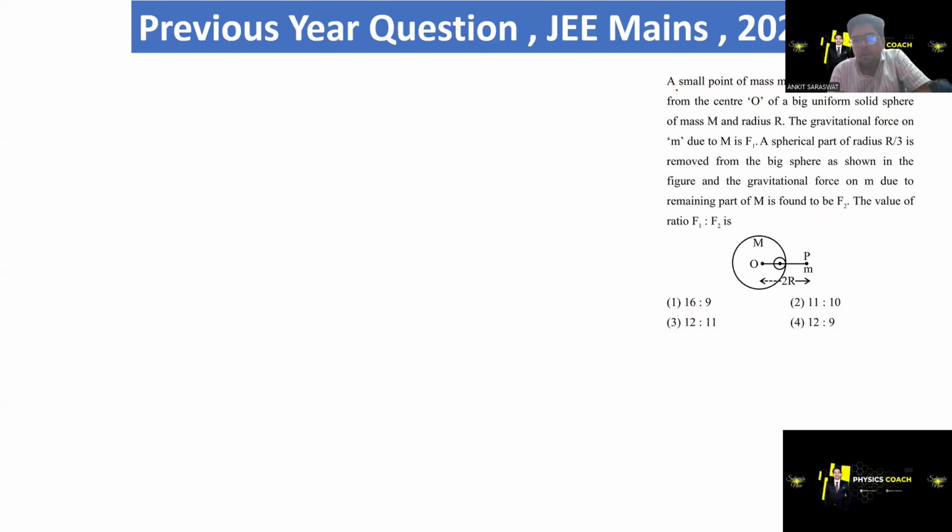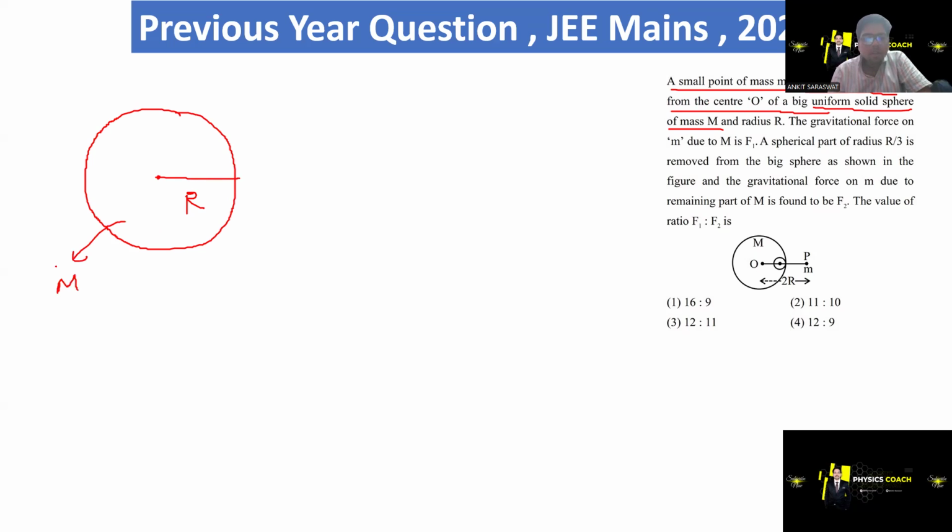So hi everyone, look at this question. A small point of mass M is placed at a distance of 2r from the center of a big uniform solid sphere of mass M. So we have a solid sphere of radius r and mass M. Let us suppose its density is rho.